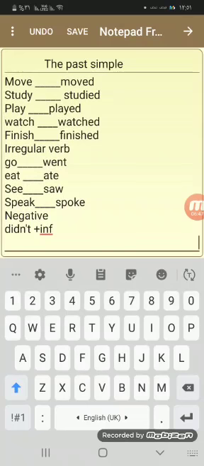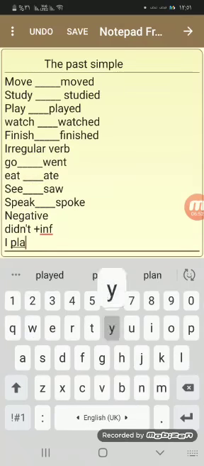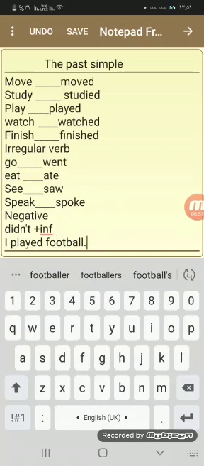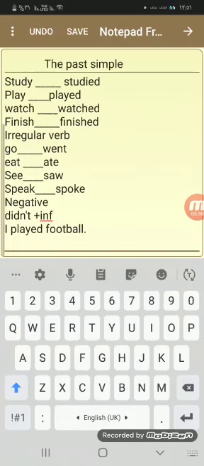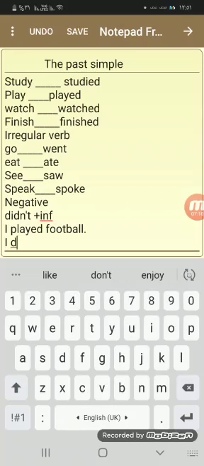For example, when I say I played football, this is a sentence in the past simple, okay? I want to make it negative. If you want to make negative, put didn't before the verb, shabab. So the sentence will be I didn't. We put didn't here before the verb because the verb is in the past. So the sentence will be I didn't play or played?